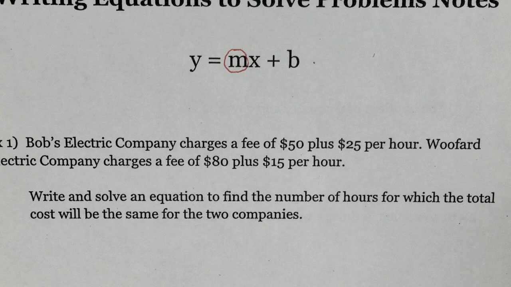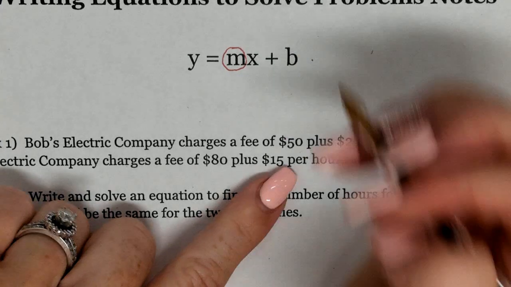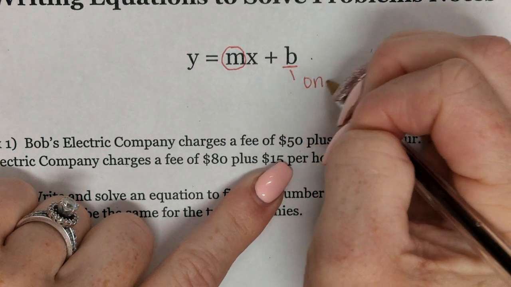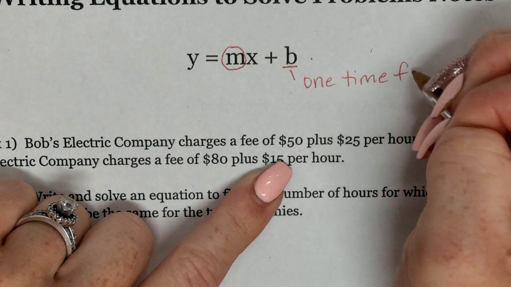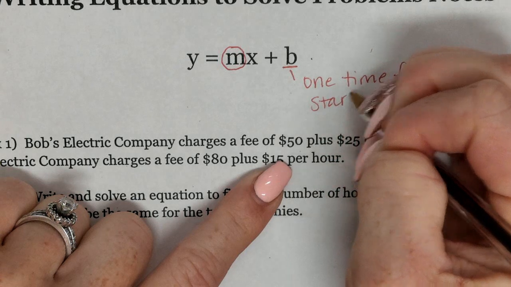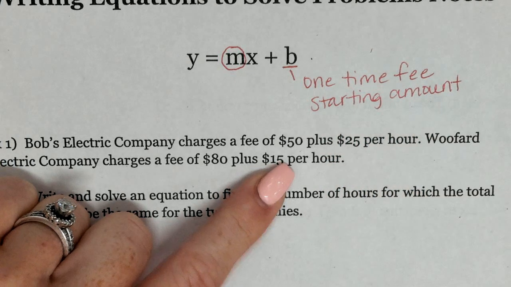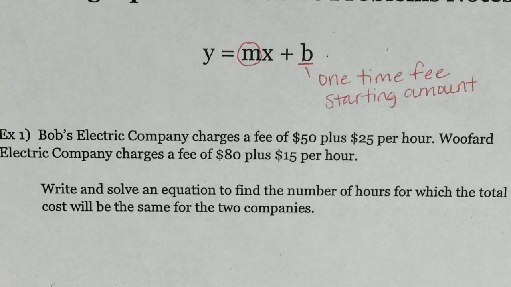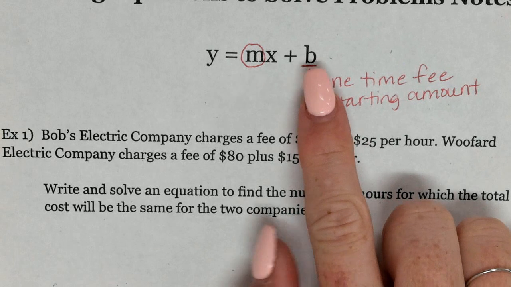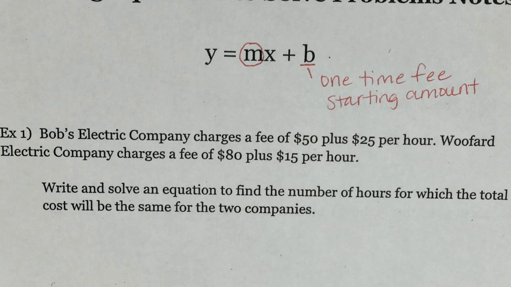Is that a rate? I'm going to have to pay that over and over? Or is that a one-time thing? So this part of the problem is a one-time fee or a starting amount. So that guy who told me he would show up at my house, but it was going to cost me $80 for him just to show up, that $80 is that one-time fee.